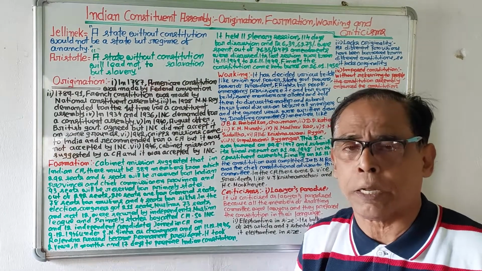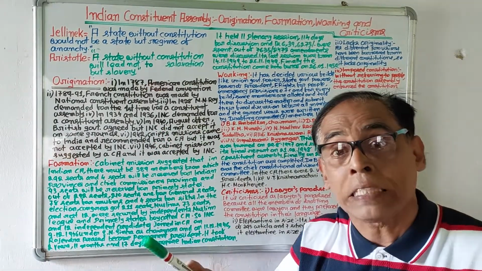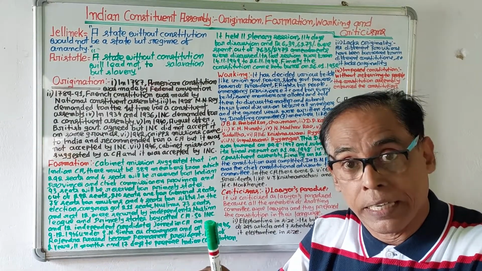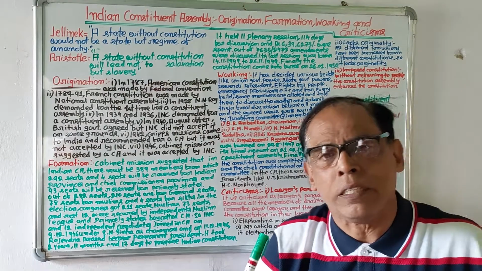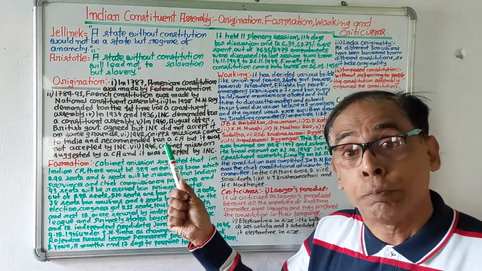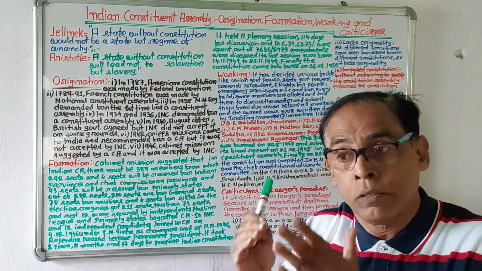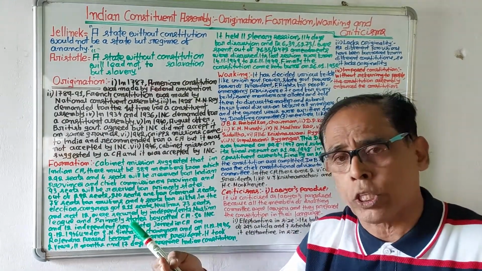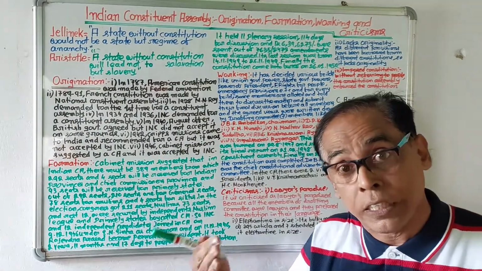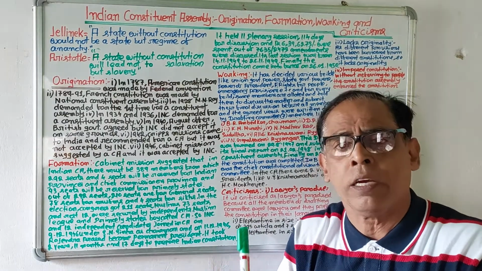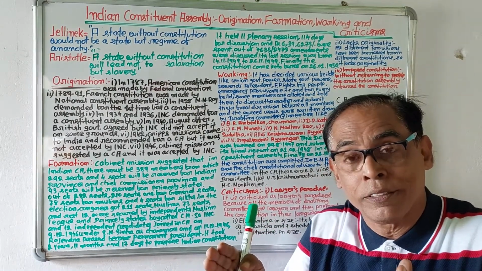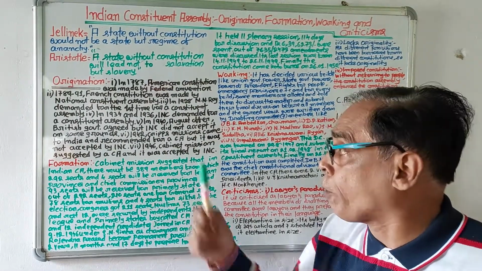In 1940, for the first time, the British government in the August Offer agreed to form a constituent assembly for India to prepare a constitution. But the Indian National Congress did not accept it on some ground. In 1942, the Cripps Mission came to India and agreed to a constituent assembly, but again the Congress did not accept it on other grounds. In 1946, the Cabinet Mission came to India and suggested a Constituent Assembly for Indians to prepare a constitution, and the Indian National Congress agreed and accepted the proposal.